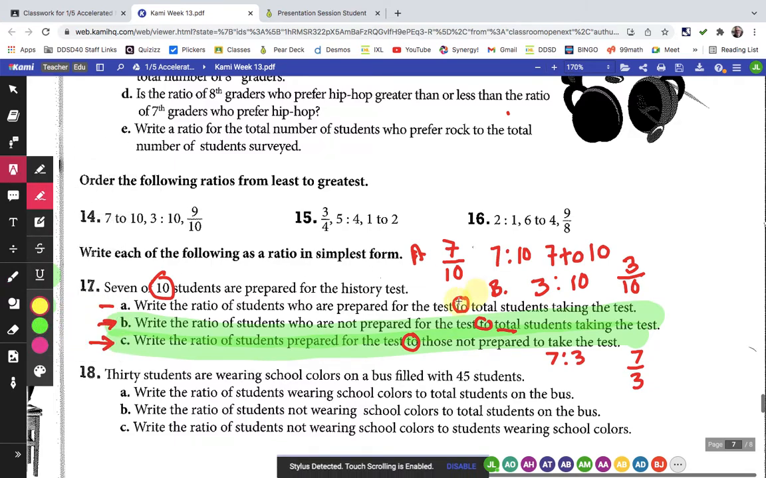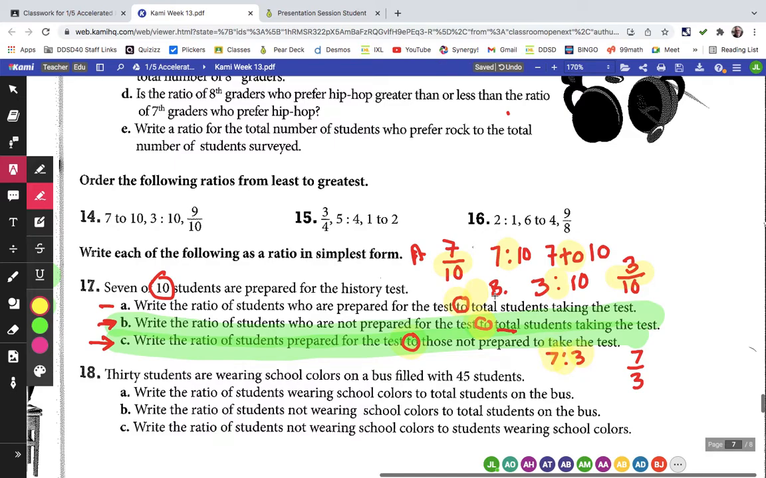So the word to is right here, it's right here and it's right here. So I say that 7 to 10, 7 to 10, 7 to 10. It doesn't matter if it's a colon, a fraction, or the word to. And it comes right from the problem itself. And this one was 3 to 10. So if you can look for the word to, you can solve these. There's the word to. Write the ratio of students prepared for the test, 7. 2 is right there. Those not prepared, that's 3.